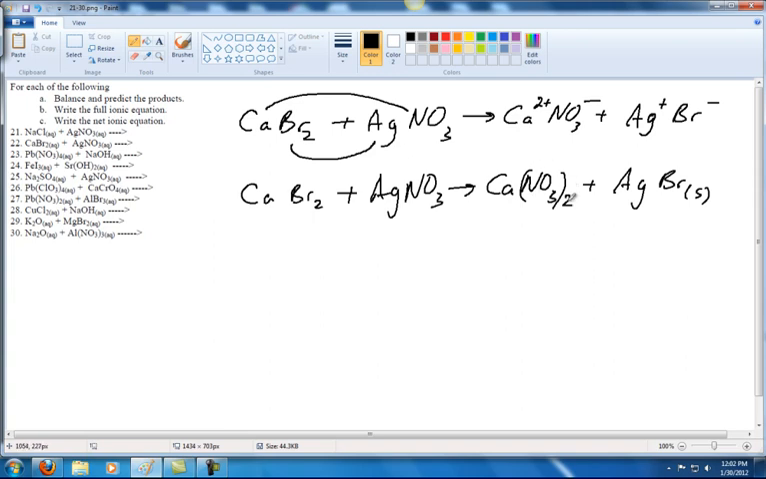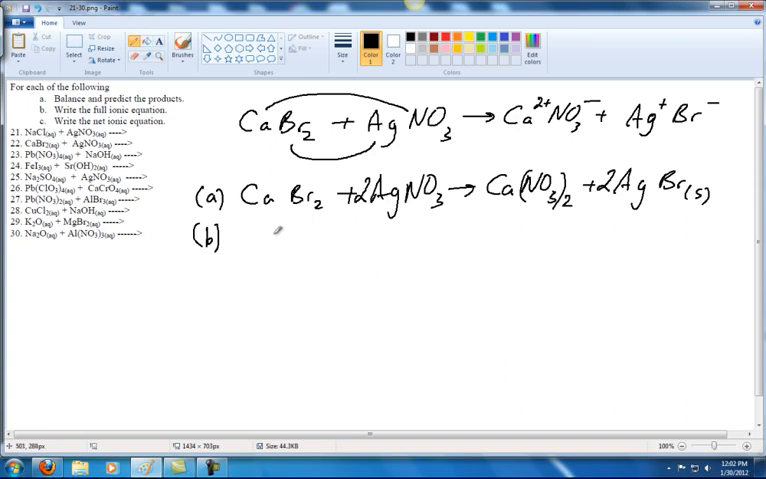Well, no, not quite. We still need to balance the reaction. We've got one calcium here, one calcium here. We've got two Brs here, only one over here, so I'll put a 2 in front of there. Now I've got two silvers, so I'll put a 2 in front of here. And now I've got two NO3s, and that matches the two NO3s I've got over here. So that's all figured out. So that's part A. Part B.